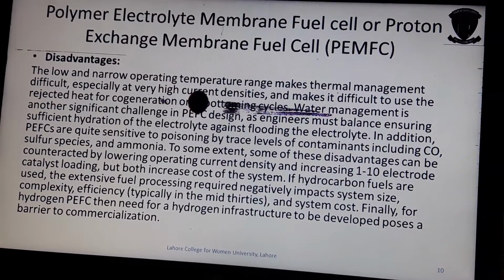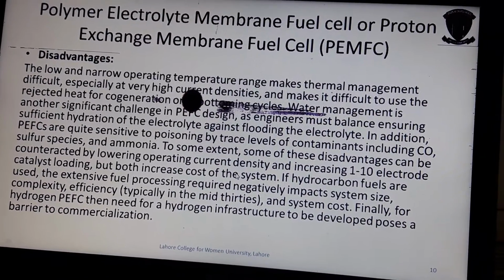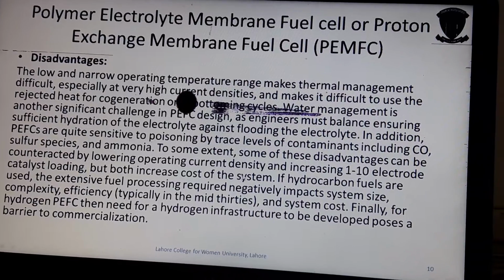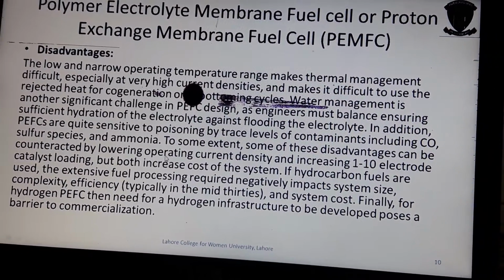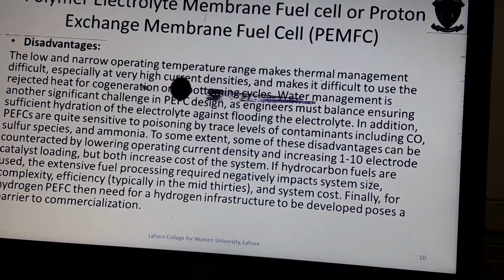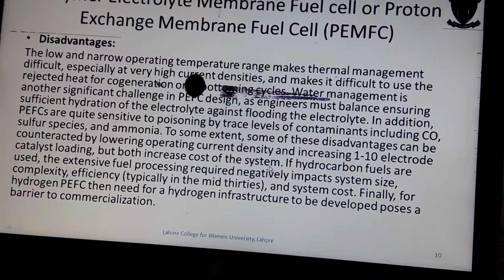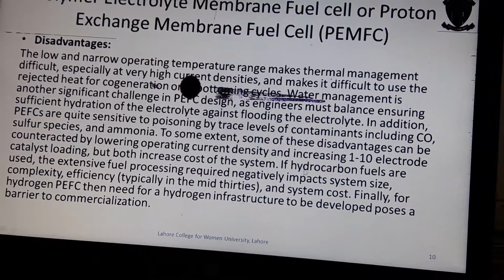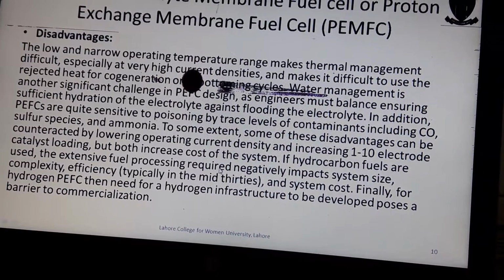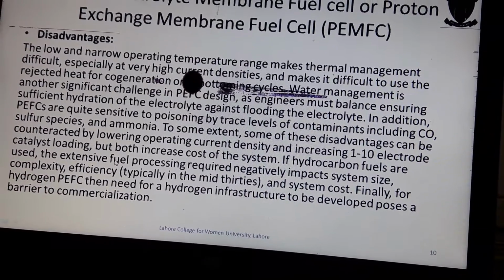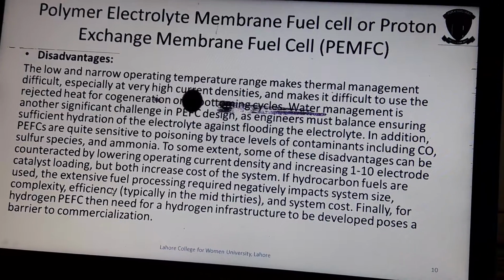In addition, polymer electrolyte membrane fuel cells are quite sensitive to poisoning by trace levels of contaminants including carbon monoxide, sulfur species, and ammonia. To some extent, some of these disadvantages can be counteracted by lowering operating current density and increasing electrode catalyst loading, but both increase cost of the system. So these are some disadvantages of polymer electrolyte membrane fuel cell.